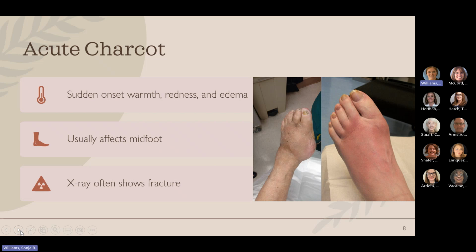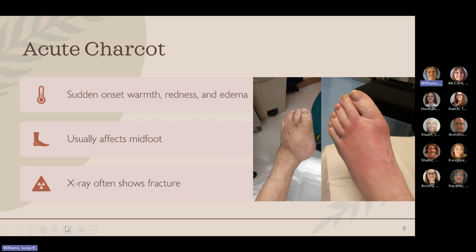Charcot is usually localized to the midfoot, and you can see in the pictures on the right that these conditions do present very similar to infection. So you can see the erythema, especially on the right, that looks concerning for cellulitis. The left picture here, you can see a deformity up along the medial aspect of that foot. And that had been previously misdiagnosed as an abscess, but actually if you palpate it, it's bone.